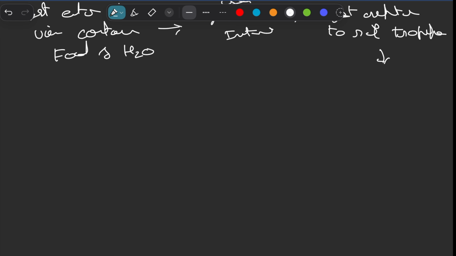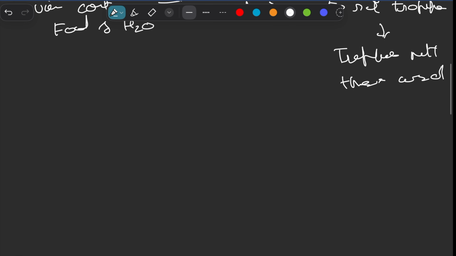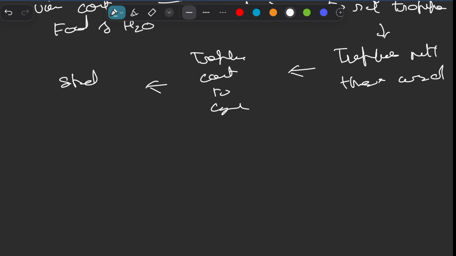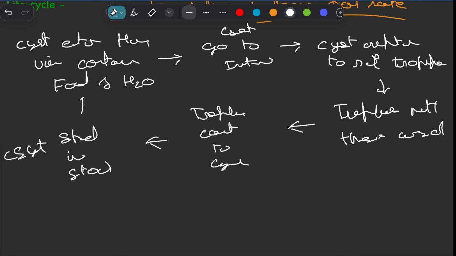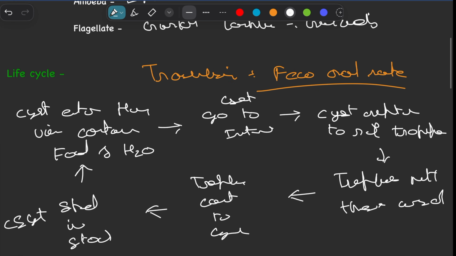These trophozoites will multiply, and they will cause the disease. Now, as the trophozoites are multiplying, some of them will convert into cysts. These cysts will be shed in the stool. Then these cysts will again contaminate food and water and the cycle will continue. This is the life cycle. It is the same for all three.